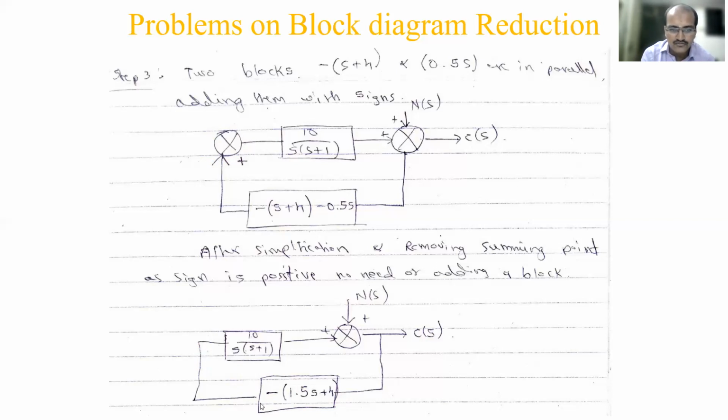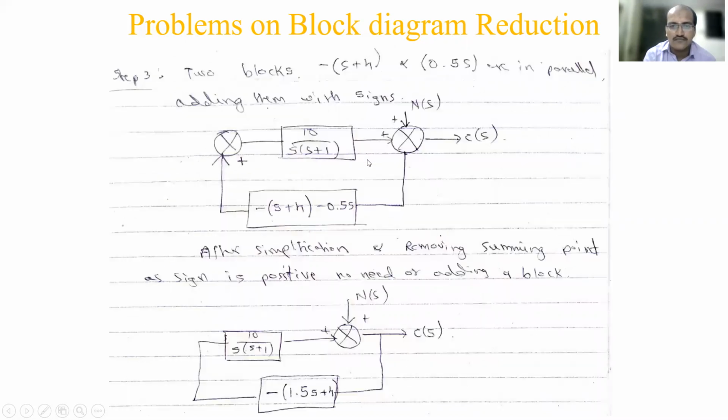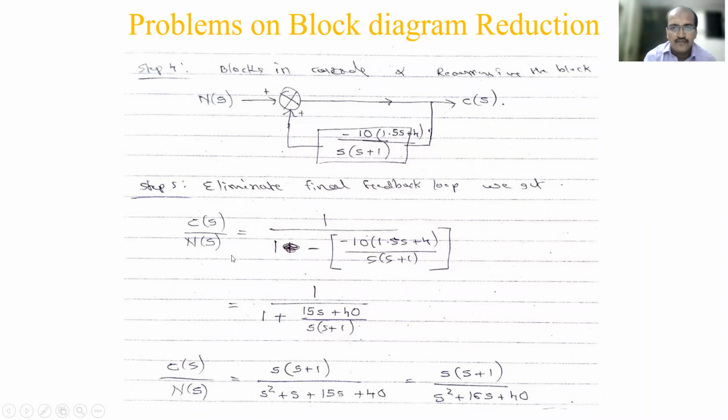So now these two are in series, you have to multiply them. Carefully multiply. So minus 10 into 1.5 s + 4 in the numerator, and here s into s + 1 in the denominator. The minus sign was there, so the minus sign is considered. Next we have to eliminate this minor feedback loop.